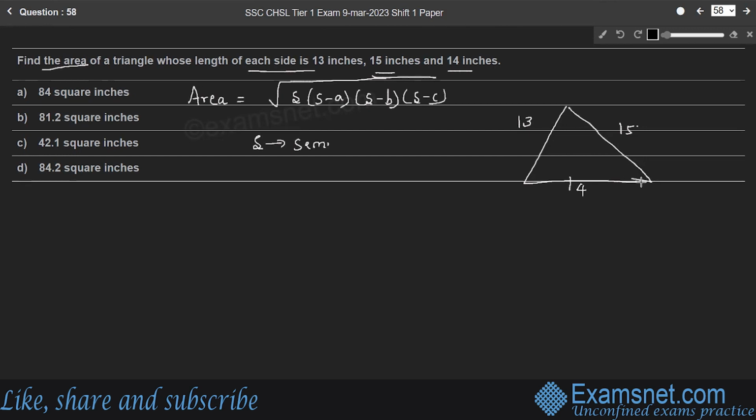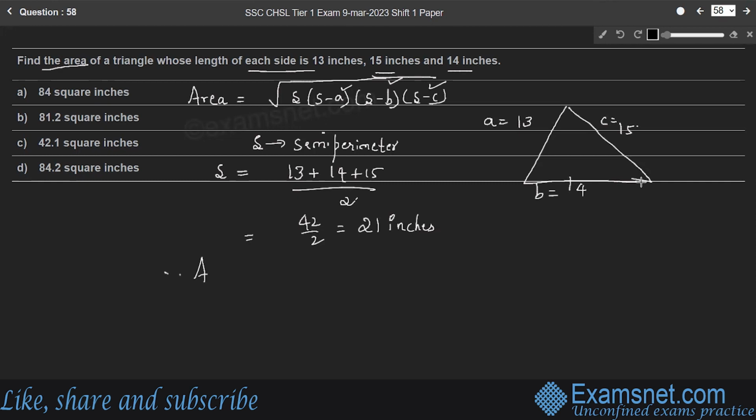So what is semi-perimeter here? Semi-perimeter means half of the perimeter of the triangle, right? Therefore, let us find value of S here, right? So perimeter is sum of its sides 13 plus 14 plus 15 whole divided by 2, right? So which is 42 by 2. So 21 inches is the semi-perimeter of the triangle, where A, B and C are its sides. So we'll consider A as 13, B as 14 inches and C as 15 inches, right?